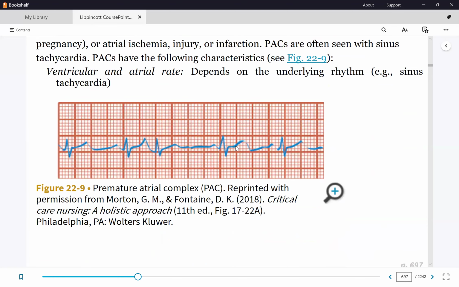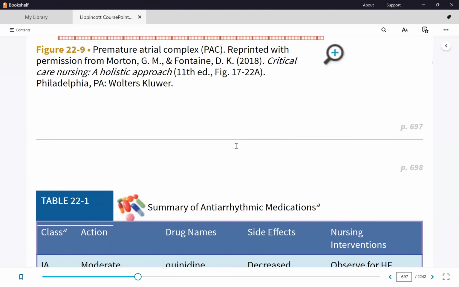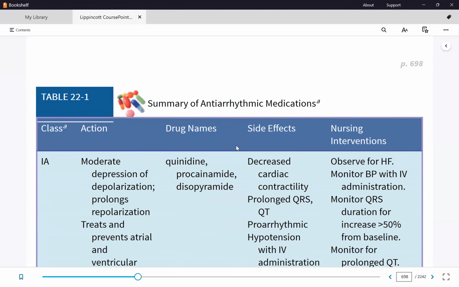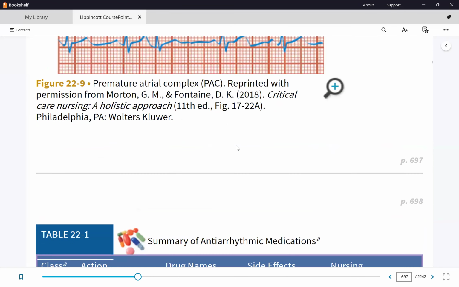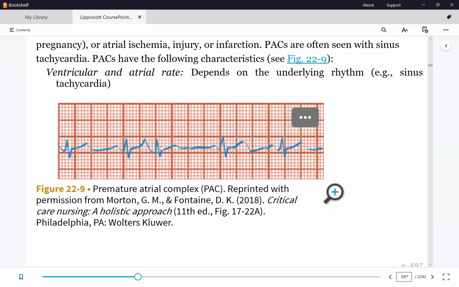Okay, so smoking. What else? Coffee is there, yeah? Okay, and then some stimulant drugs. So let's say you smoke crack, or you sniff cocaine, for instance. Those can cause PAC, among other things. And you have the figure there, figure 22-9.